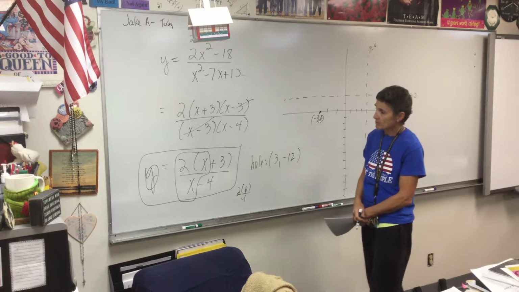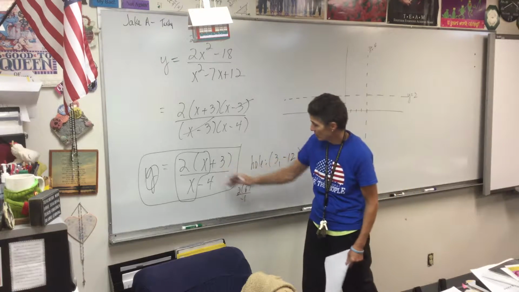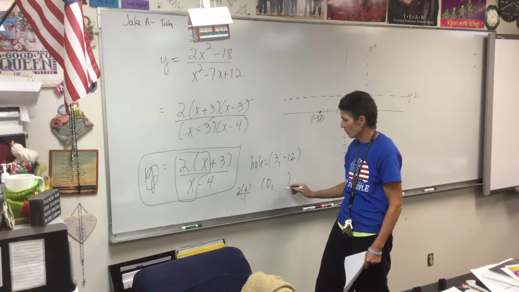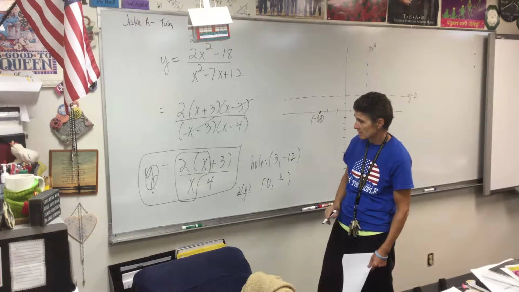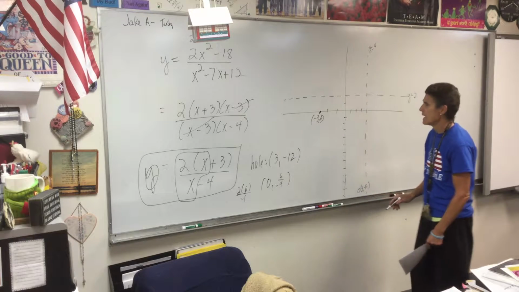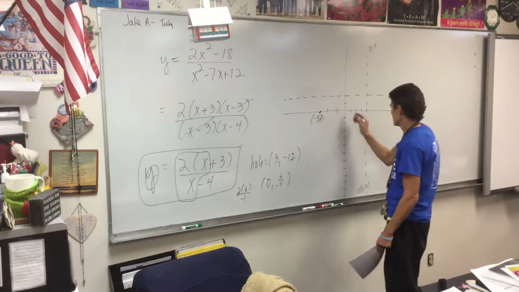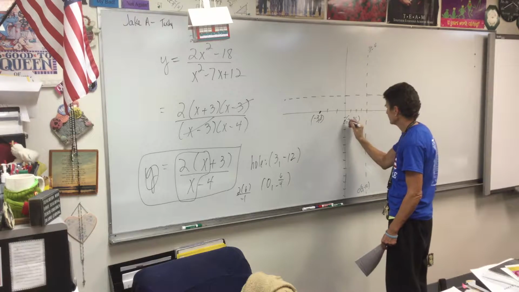And then a y-intercept, I'm just going to go ahead and put 0 in. So if I put 0 in for x, I'll have 2 times 3, which is 6, over negative 4. So negative 3 halves. So negative 3 halves is my y-intercept.